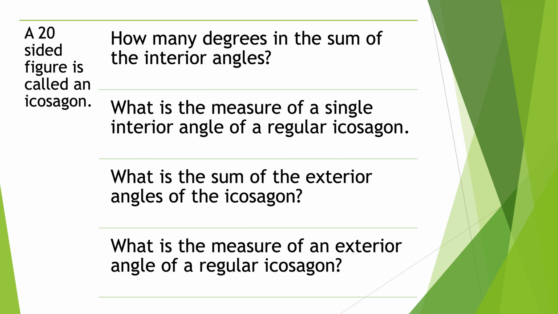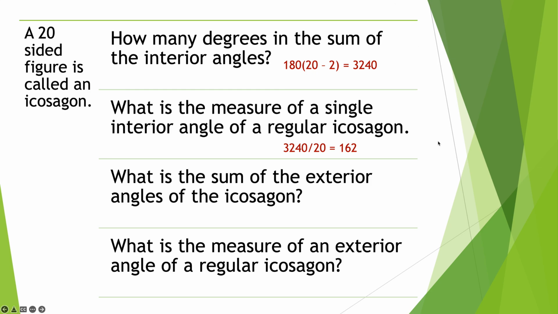Okay, assuming you did your stop and start. How many degrees in the interior sum? That's 180 times n minus 2, which is 180 times 20 minus 2, which is 180 times 18, which is 3240. What's the measure of a single interior? That's 3240 divided by the 20 sides, which is 162.